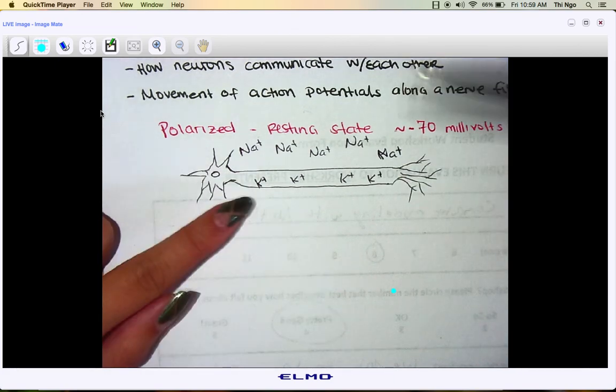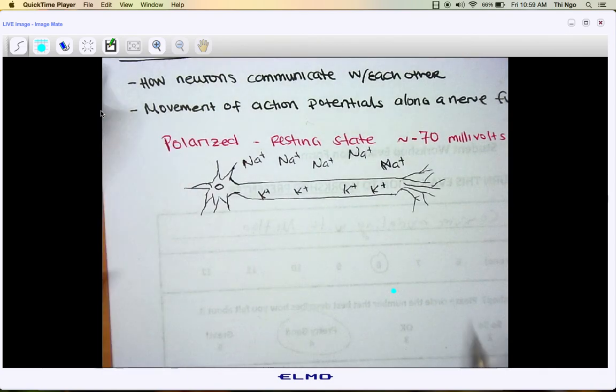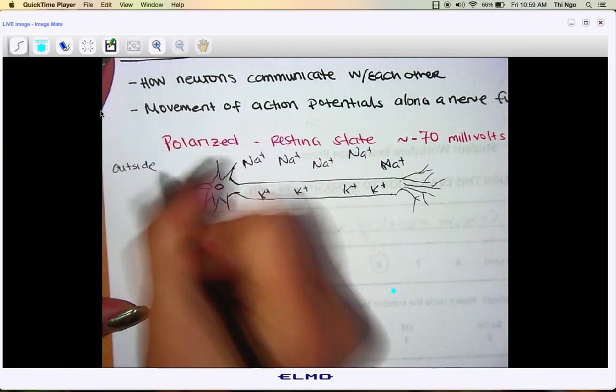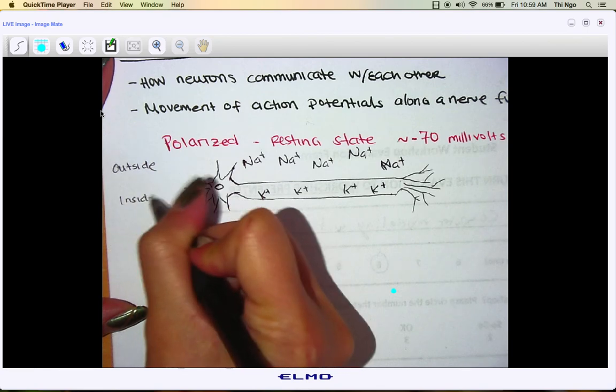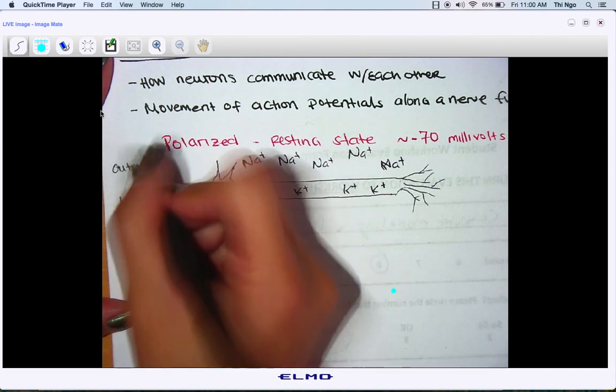Notice on the inside of the cell membrane, we have potassium. On the outside, we have sodium. On the outside versus the inside, which side is more positive? Outside. Oscar, how do you know that? Well, to tell if something's more positive or not, you just have to count up which side has more positives. The outside. So the outside is more positive.